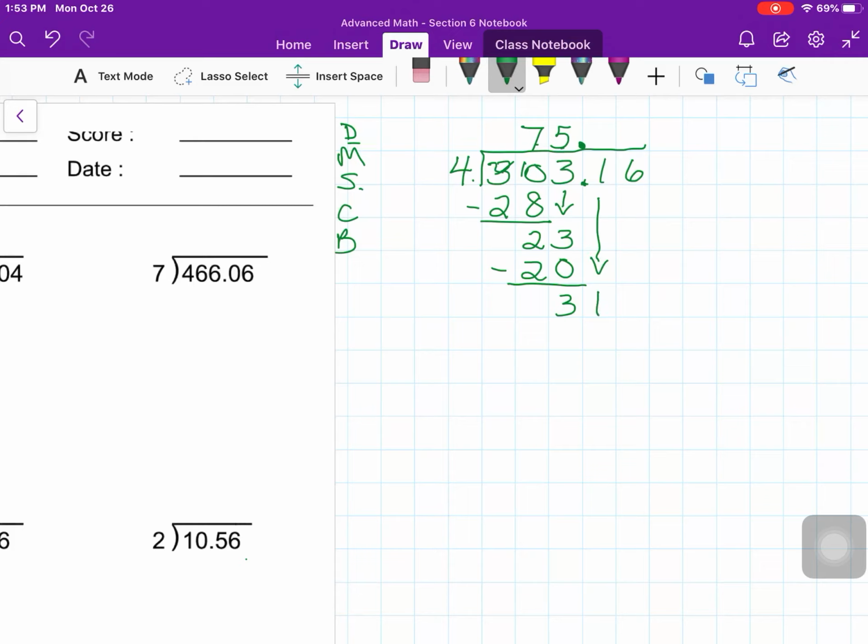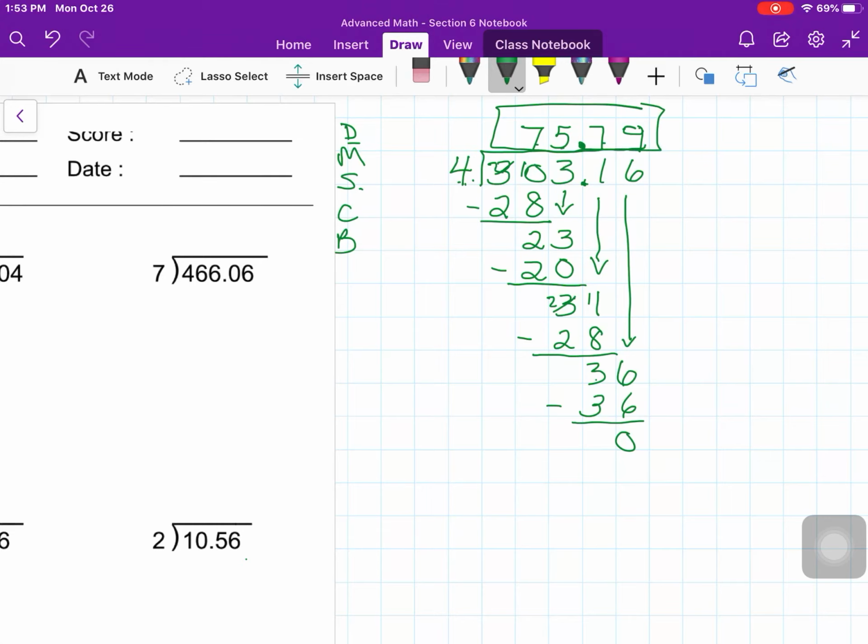We bring down that 1. And then we repeat the process. 4 goes into 31 7 times. 7 times 4 is 28. We subtract to come up with 3. We check to make sure 3 is smaller than 4. We bring down our 6, and we say 4 into 36 9 times. 9 times 4 is 36. Subtract, and you end up with 0. So 75 and 79 hundredths is the correct answer.